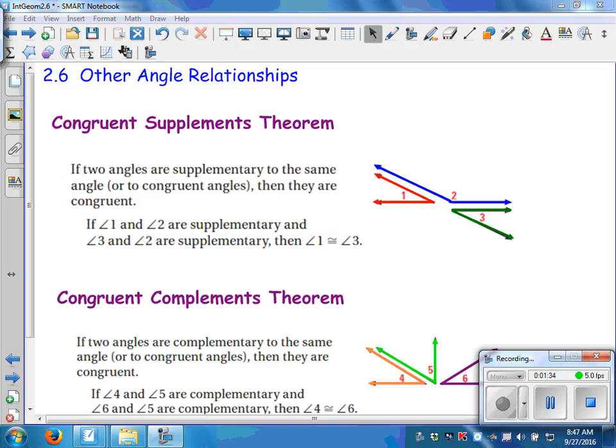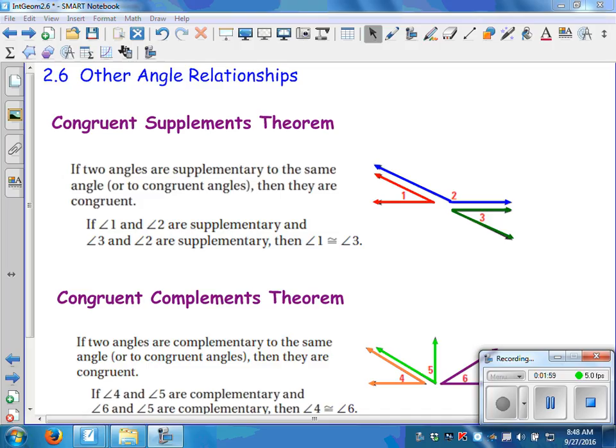Okay, Christian, I want to ask you very quickly. In common sense language, what does the congruent supplements theorem say about these 3 angles? Angle 1 and 3 are congruent because angle 1 is supplementary to angle 2 as well as angle 3 is. Good. Anybody want to add to that?